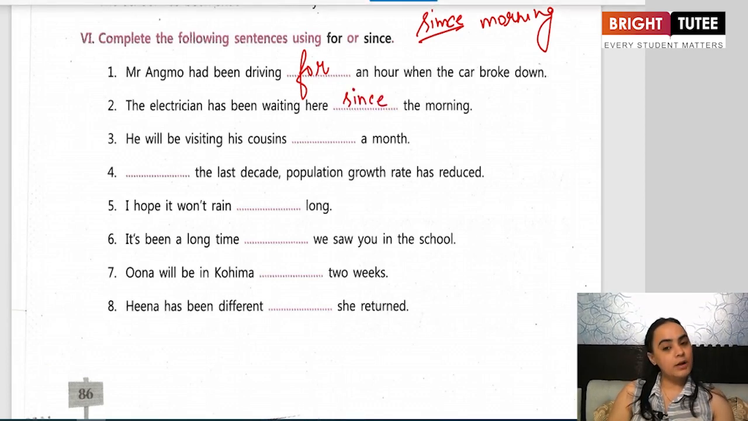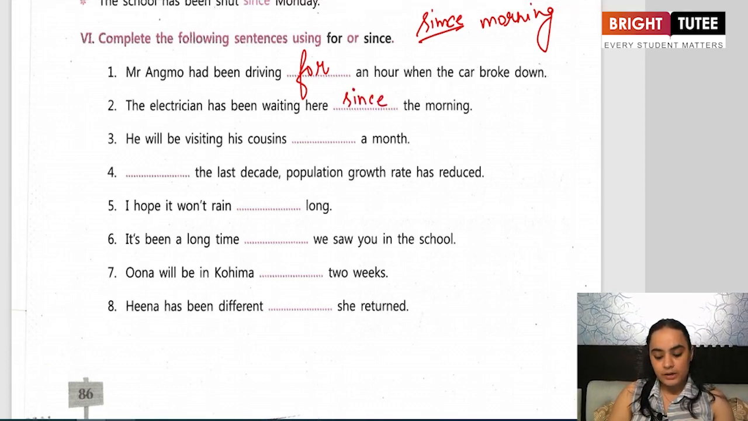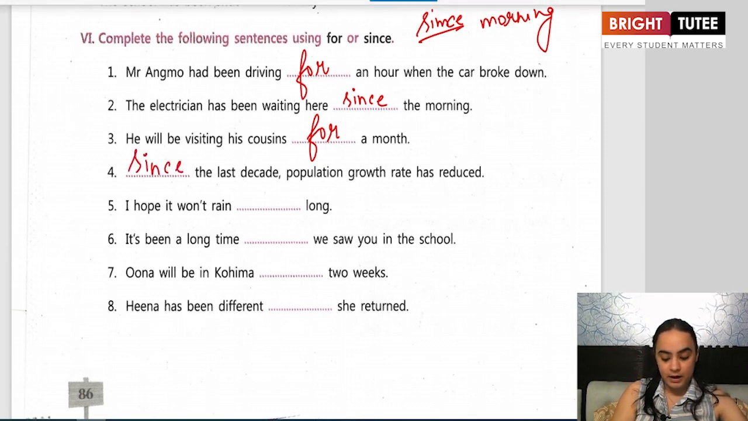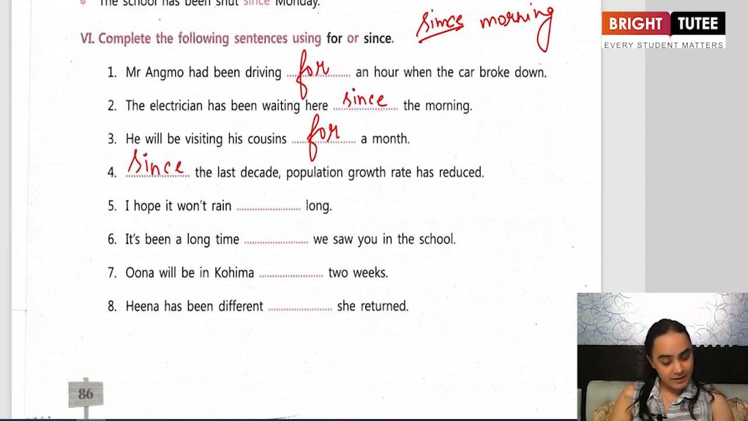So "since the morning". He will be visiting his cousins for a month. What is the exact duration for which he is going to visit his cousins? A month. So "for a month". Dash the last decade, the population growth has reduced. I am talking about the growth of population. So I am talking about something that started in the past and is still continuing. So I say "since" for that.